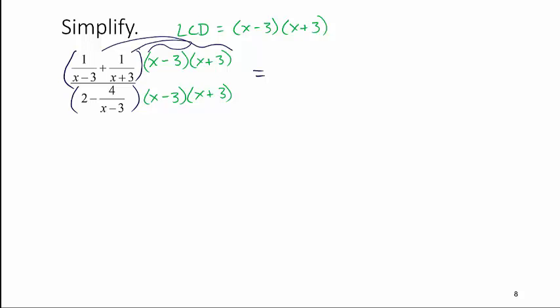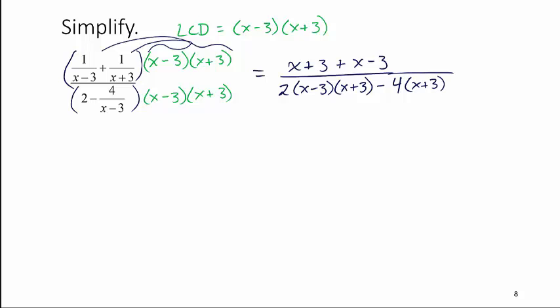You can put it in the numerator and write it out like that if you want. But I know in the first fraction the x minus 3 is going to cancel, and we're going to be left with x plus 3. In the second fraction, x plus 3 is going to cancel, and we're going to be left with x minus 3. Okay, that's the numerator. And in the denominator, I have to multiply 2 by all that stuff in green, x minus 3 times x plus 3. And then in the second fraction, I'm subtracting 4 times x plus 3, right? Because the x minus 3's cancel.